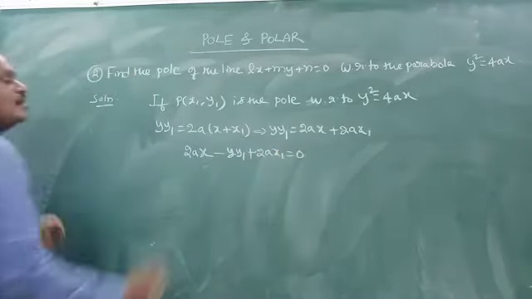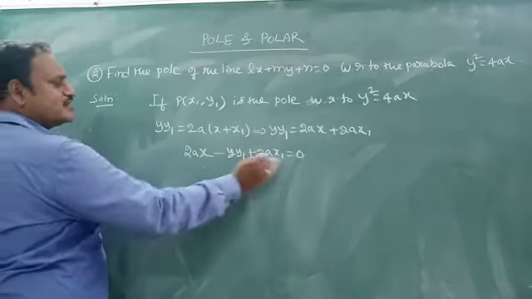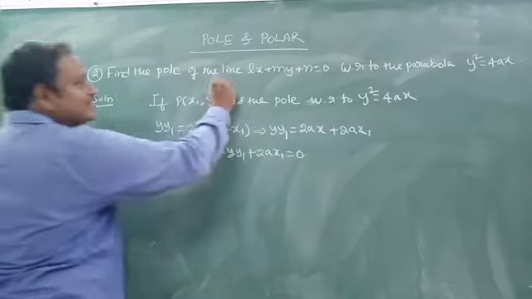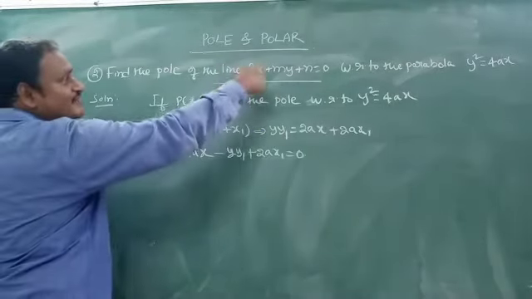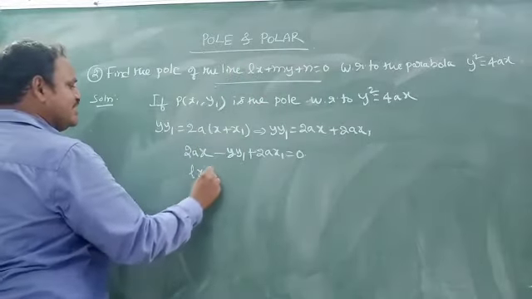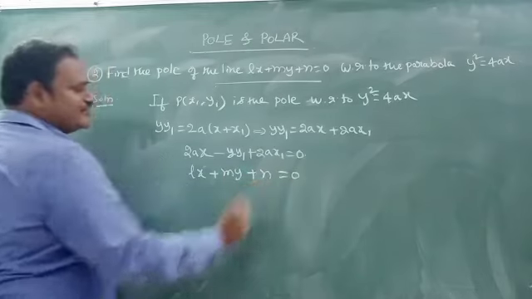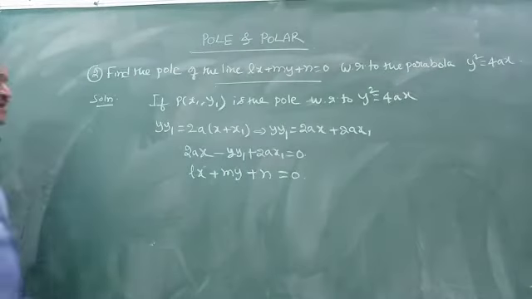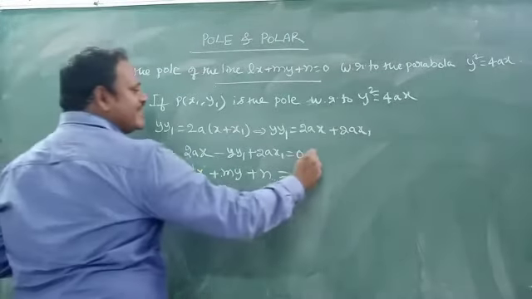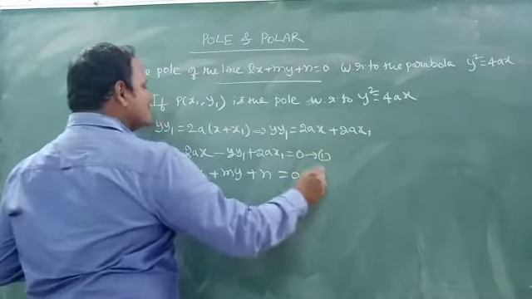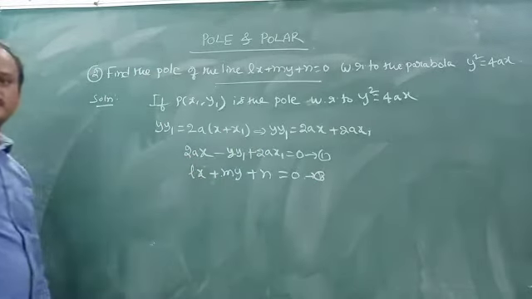Now this is the polar we have written in a simplified form: x, y and constant form. Now, they have given the polar equation, which is lx plus my plus n is equal to 0. That means this equation represents the same line. They are identical lines, because this is the polar equation and this one they have given already. These two equations represent the same line.